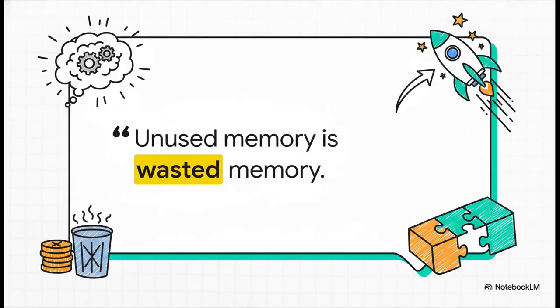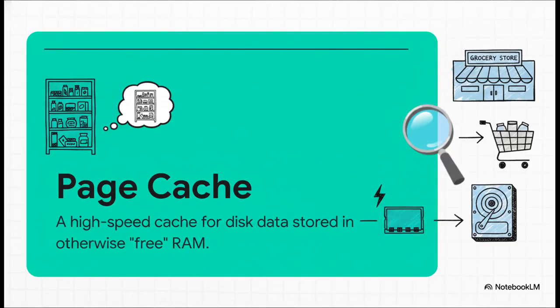This right here, this is the core principle, the golden rule of Linux memory management. See, if there's a chunk of RAM just sitting there empty, Linux looks at that as a huge wasted opportunity. It's going to aggressively put that memory to work to make the whole system faster, instead of just letting it do nothing.